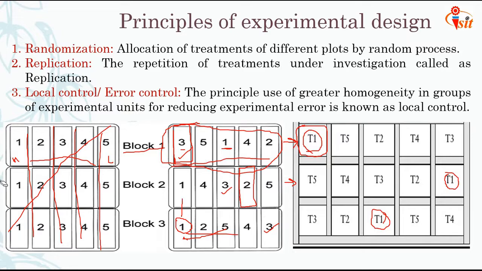First one is randomization. What is meant by randomization? It is the allocation of the treatments to the different plots by a random process. What is meant by replication? It is the repetition of the treatment under investigation. And what is meant by local control? It is the use of greater homogeneity in the group of experimental units for reducing experimental error. Whatever errors occur in the experiment, we have to reduce to draw a valid conclusion, so it is called local control, or error control, which deals with error caused by environmental or uncontrolled factors.